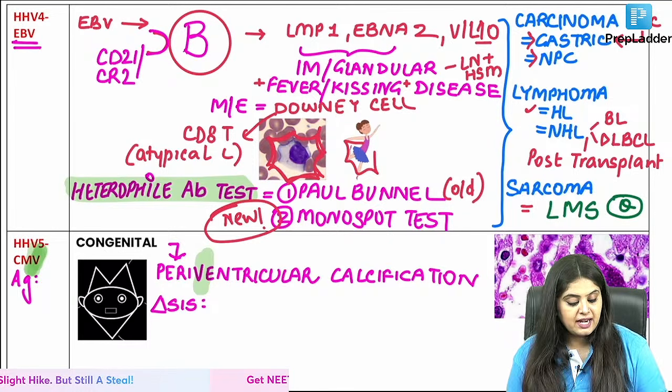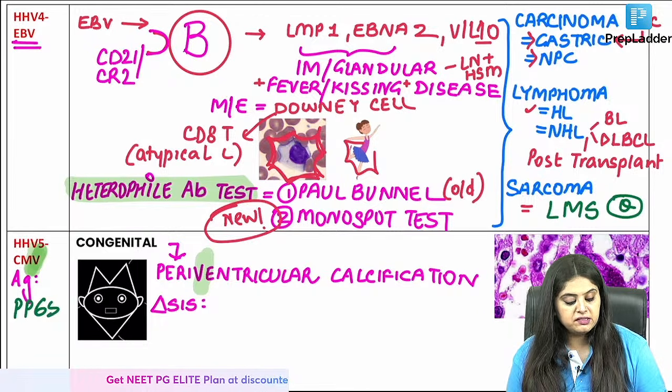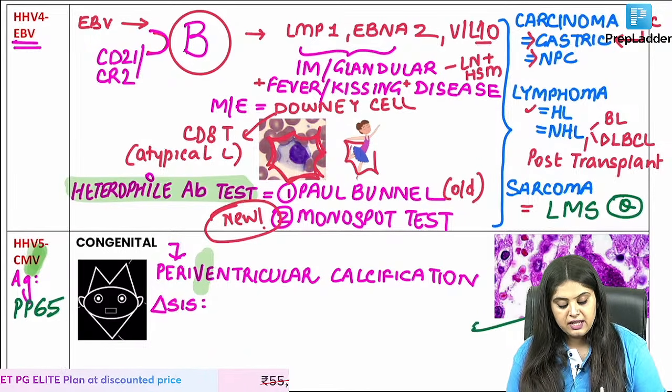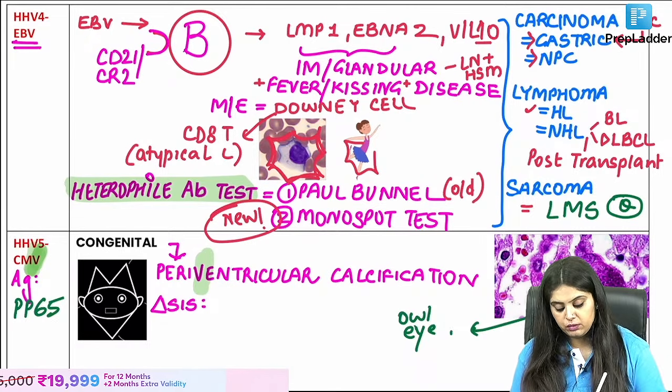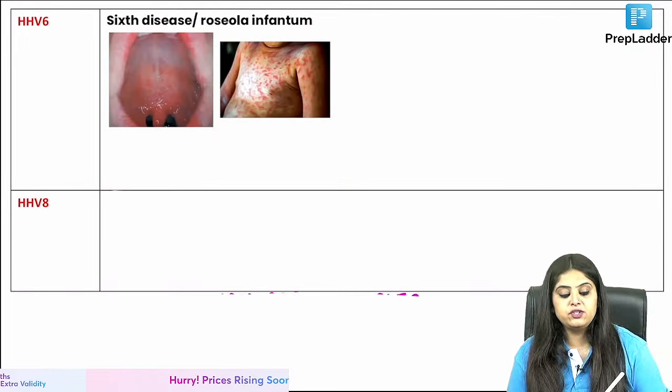Perfect. What is the antigen for cytomegalovirus? PP65 antigen you just now told us. And this I don't even want to ask. Owl's eye appearance, this everyone knows. Okay, HHV5 done. What is HHV6?